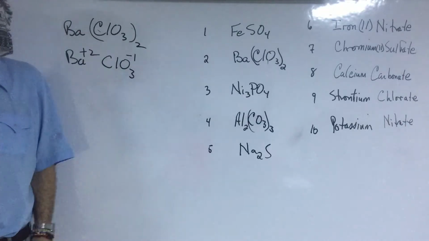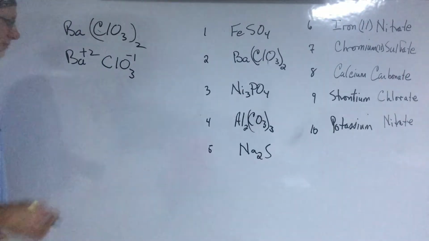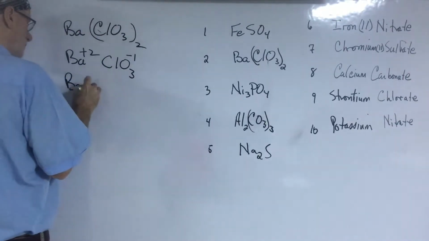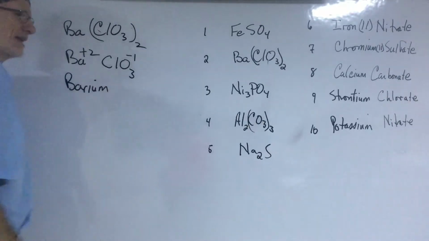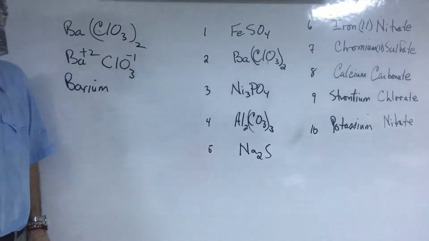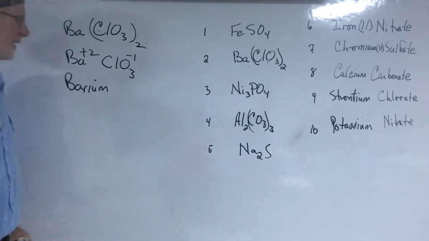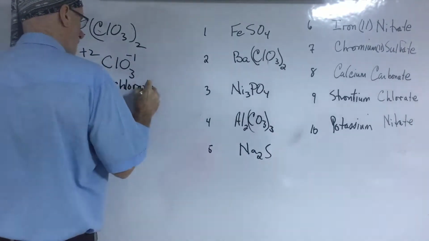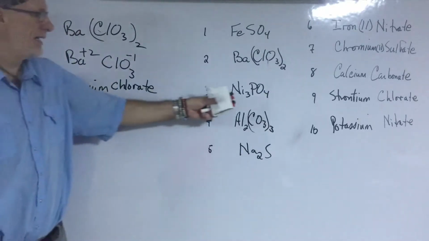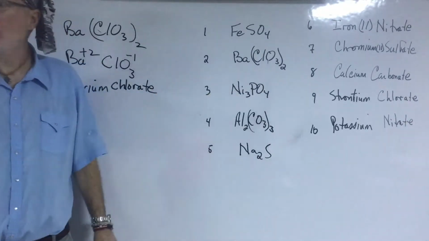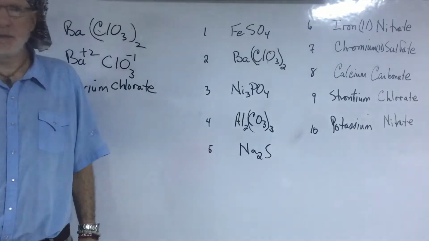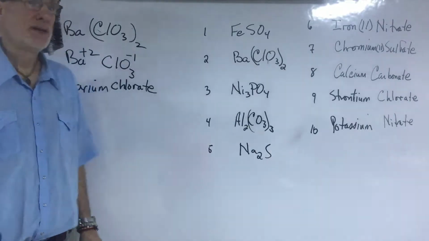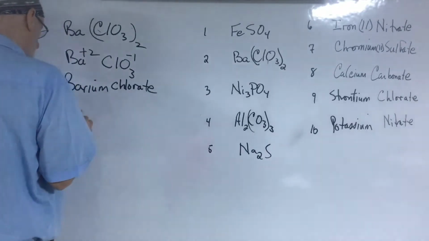So what's Ba? Barium. And what's ClO3? Chlorine. Yes? Ni3PO4. What is it? Nickel phosphate. Good.